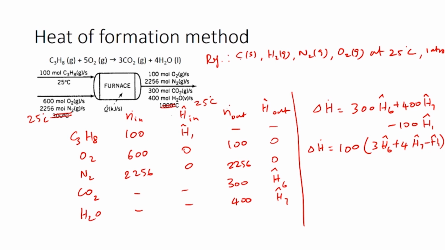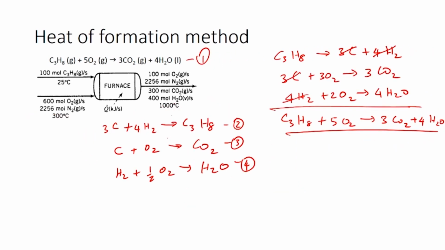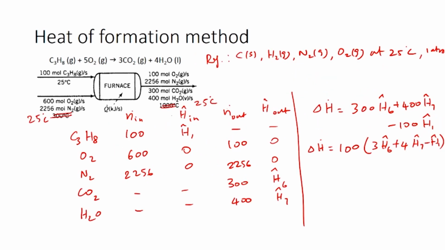H1 cap is nothing but carbon and hydrogen forming propane. So, that would be the reaction 2 which we looked at, right. In the previous equation we had reaction 2 where carbon and hydrogen forms propane. That is the enthalpy change associated with the formation of propane, so you now have that with a negative coefficient, and you have H6 cap multiplied by 3.